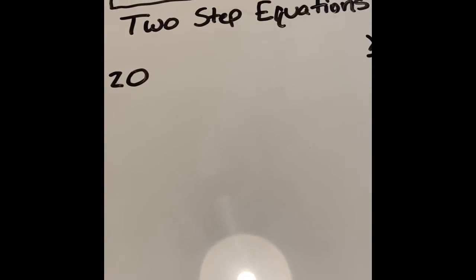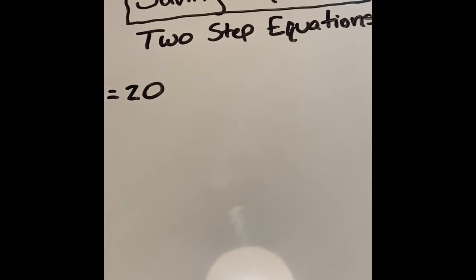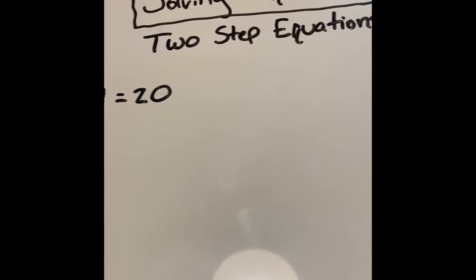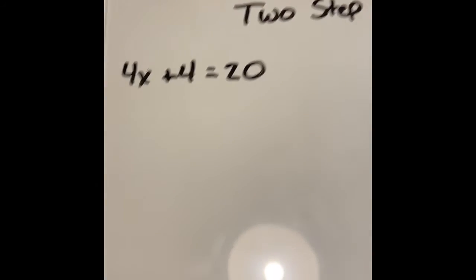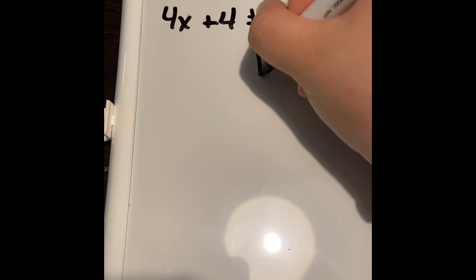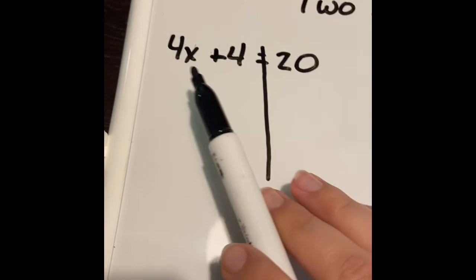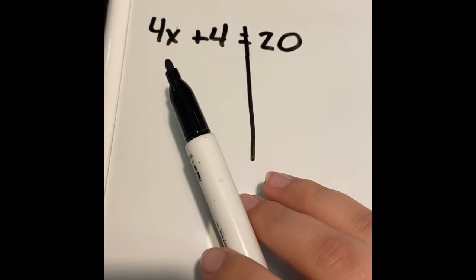Okay, so now we're going to be going over two-step equations, which is just having an extra step from a one-step equation. Not a big deal. We're going to get through this. All right, so don't forget to draw the line down right here. So typically whatever is attached to x will go last.